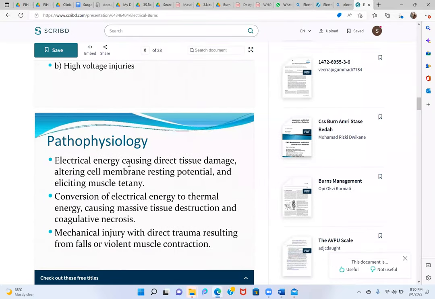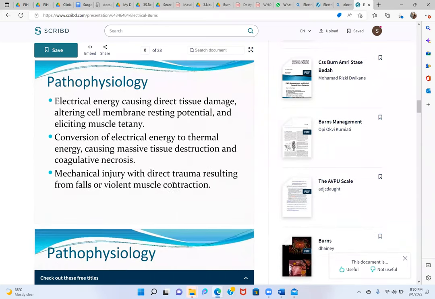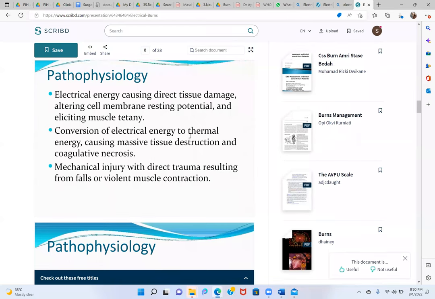electrical energy causing direct tissue damage, altering cell membrane resting potential, and eliciting muscle tetany. Conversion of electrical injury to thermal energy causing massive tissue destruction and coagulative necrosis. So actually, this is the main problem.